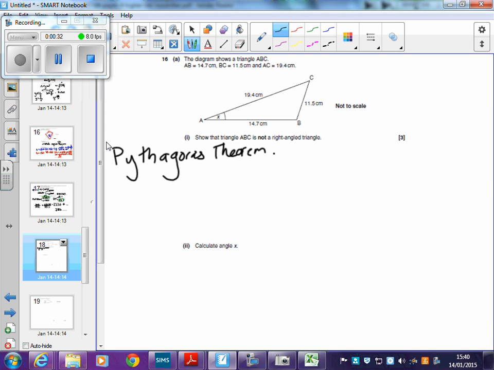Okay, now my longest side is the 19.4, so I'm going to put the 19.4 on that side, so 19.4 squared. The other two sides, 14.7 squared plus 11.5 squared. You could have done 19.4 squared take away one of the other ones, but if you're doing the add-in one, make sure the 19.4 is the one that's on the other side. So 14.7 squared plus 11.5 squared, I can stick into my calculator.